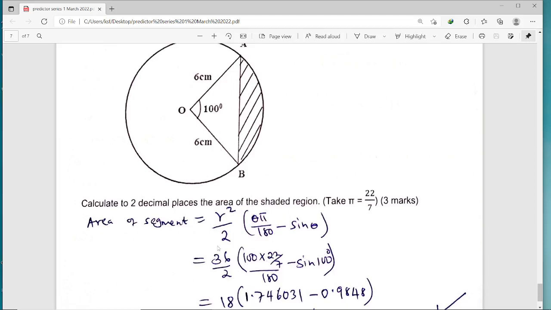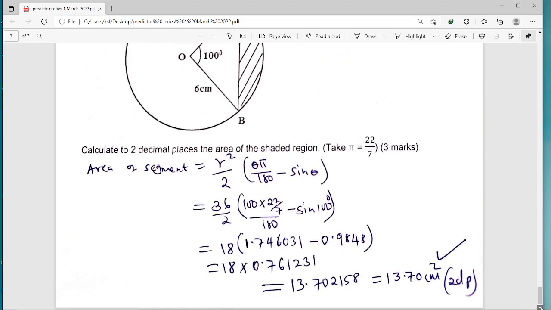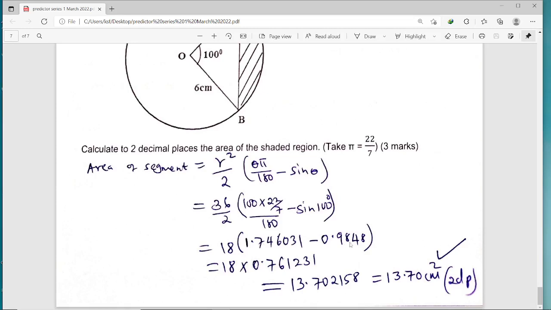So we shall be having 18, because this gives you 18, and this one, you divide by 180, gives you 1.746031, then minus sine of 100, which is 0.9848. So when you subtract this, it gives you 0.761231, so you multiply 18 times that, which gives you 13.702158. Now to 2 decimal places, it will be 13.70 centimeters squared. So that is the simplest way to do it, because even if you use the other method, you get the same answer.